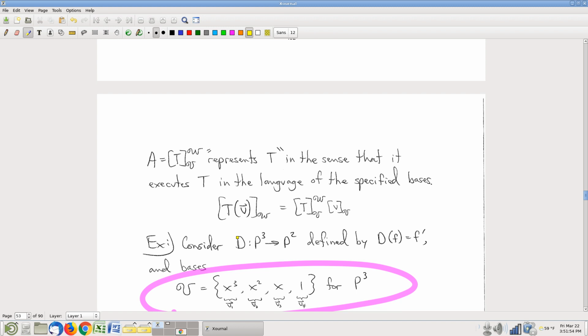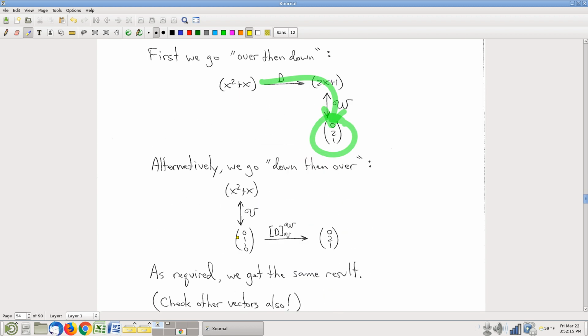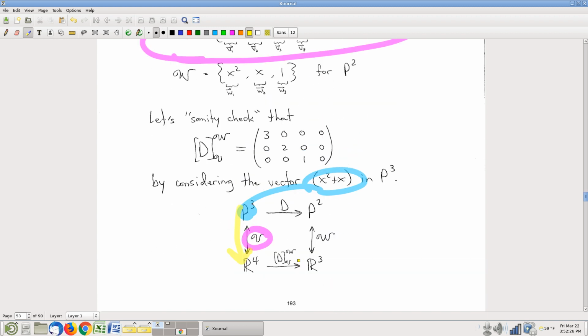But x squared plus x, here they are, right? No x cubes, 1 x squared, 1 x, and no 1s. And so 0, 1, 1, 0, that linear combination of these basis vectors gives us our x squared plus x. Okay, so 0, 1, 1, 0 are the coordinates. Multiply by the matrix on the previous page.